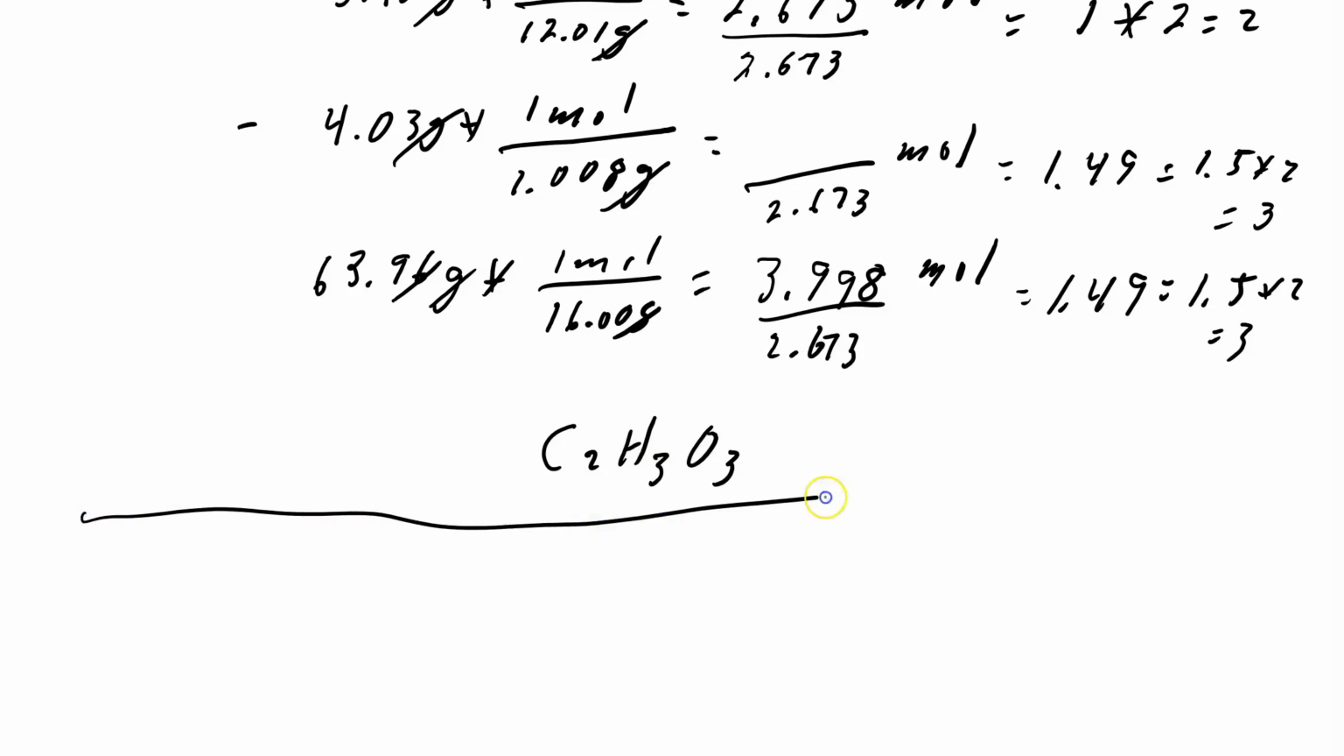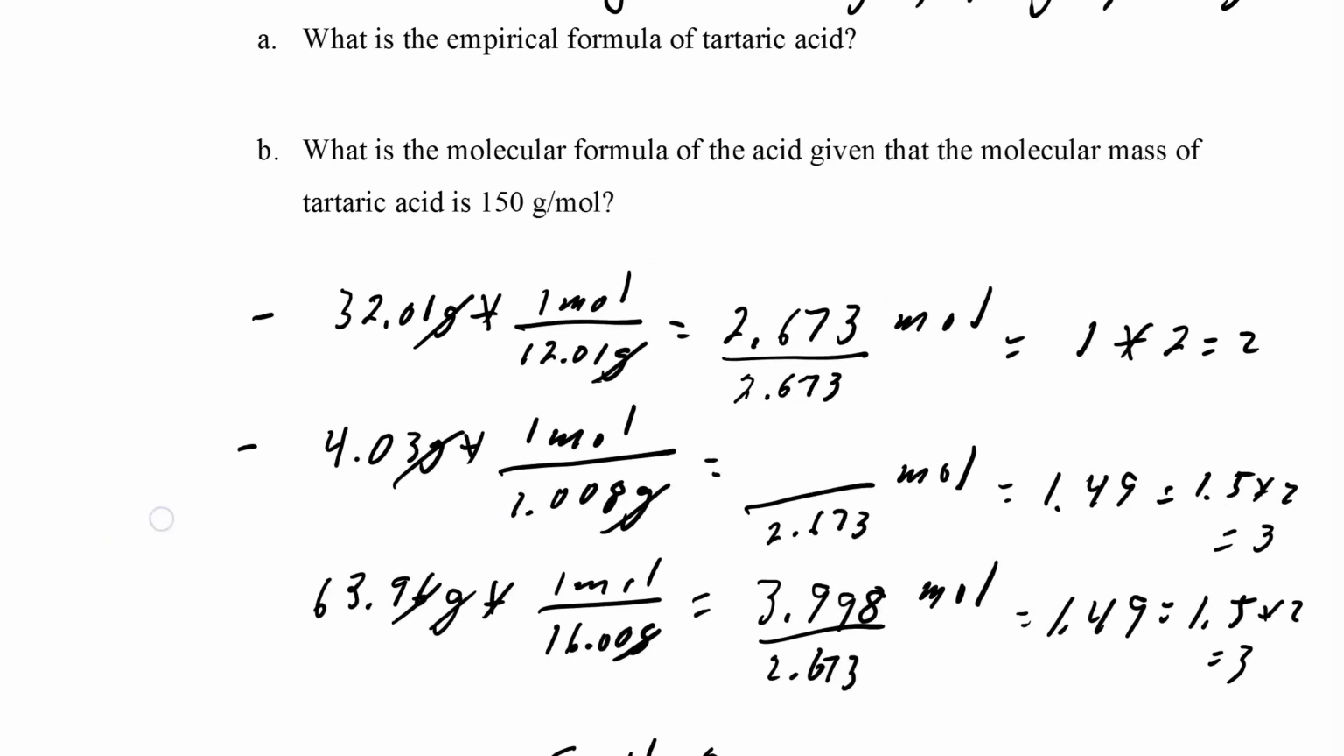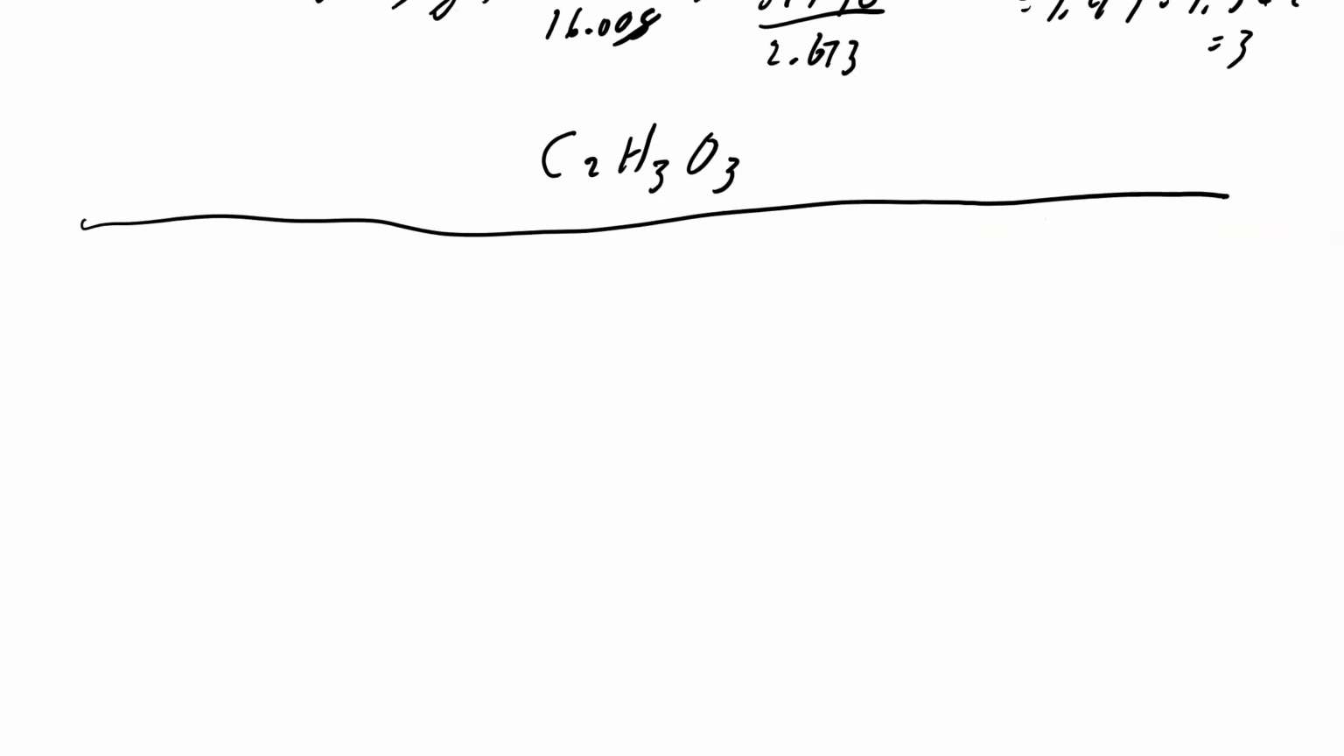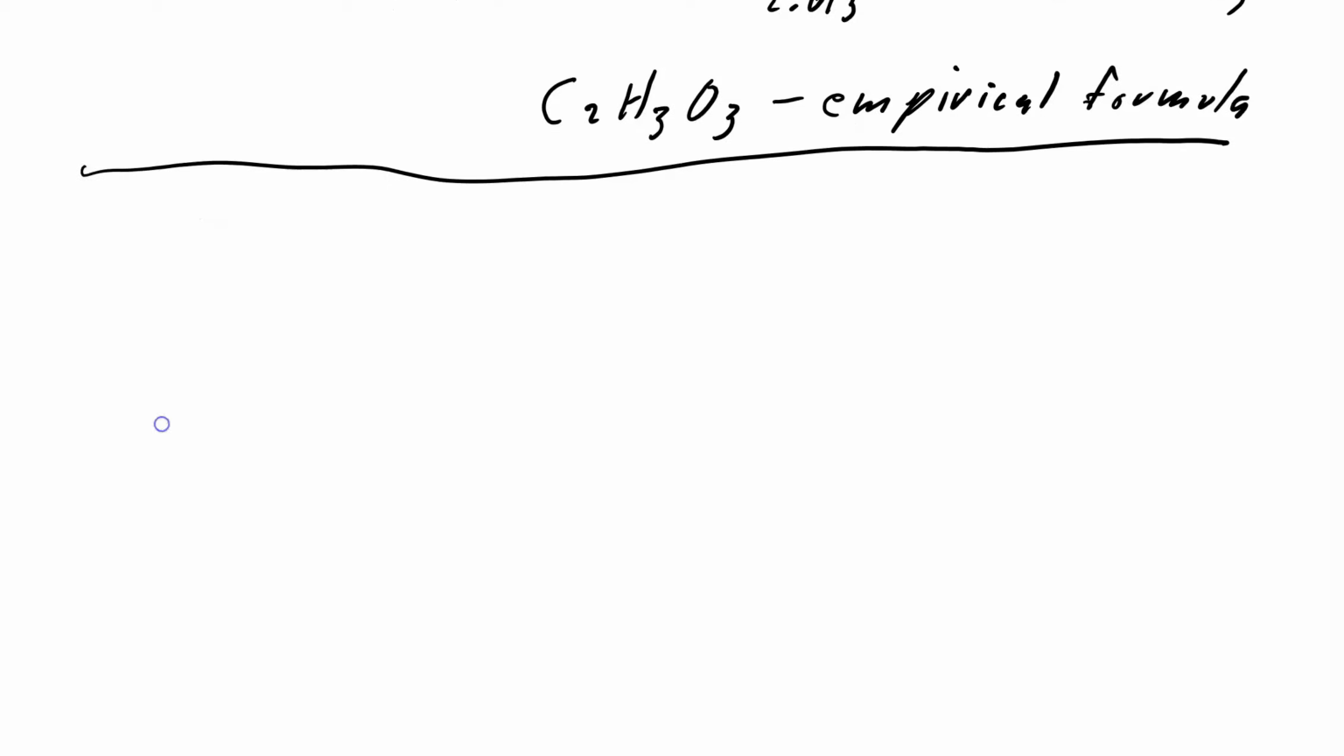So now for part B, they're asking us to determine the molecular formula for this compound, given that the molar mass is actually 150 grams per mole. So to do this, we're going to have to actually calculate the molar mass of our empirical formula. Again, let's make a note here. This is our empirical formula, which means it's simply the smallest whole number ratio, but that doesn't mean that the molecule has that smallest whole number ratio.